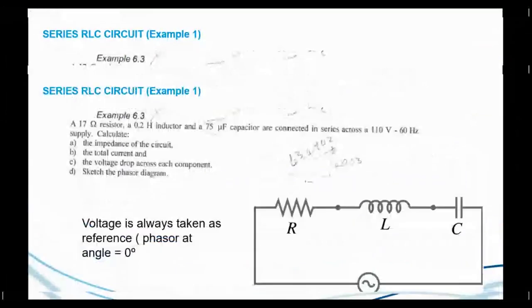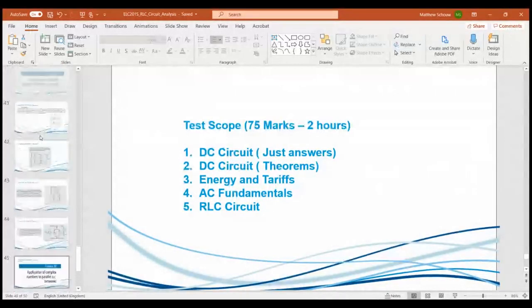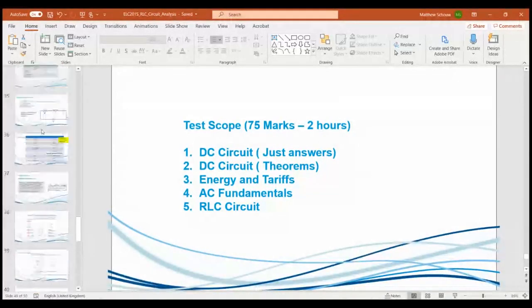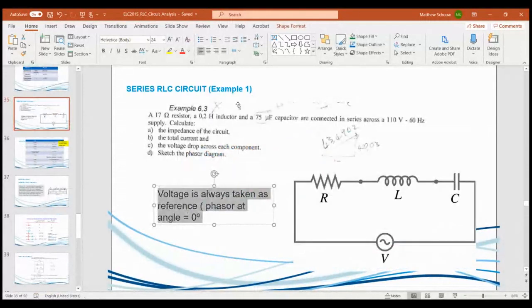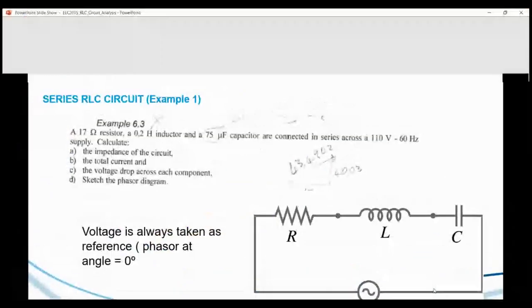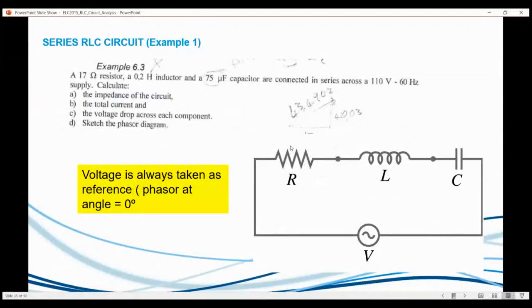I think what's important to note here, and I don't know why in the textbook it doesn't say that, is that you must always remember that the voltage is always taken as the reference. So therefore, it's always at an angle of 0, because we relate everything to the voltage essentially. Whether current will be lagging or leading.